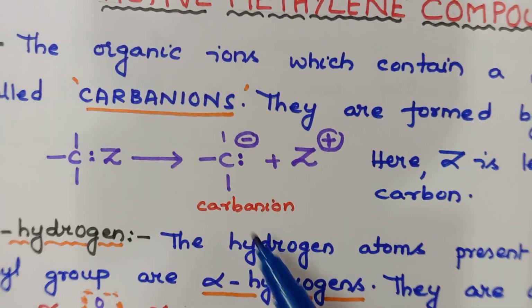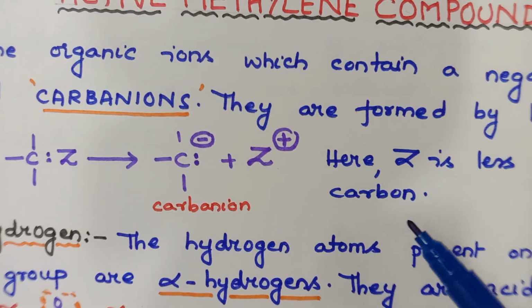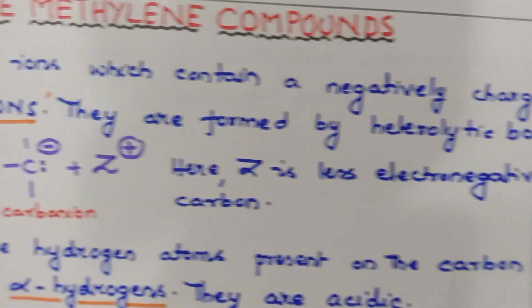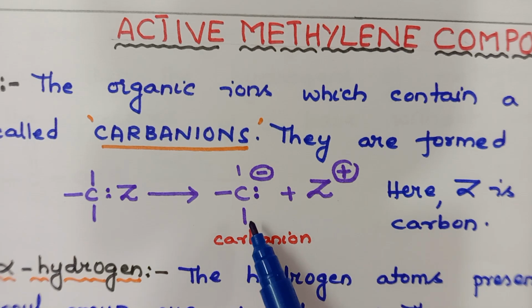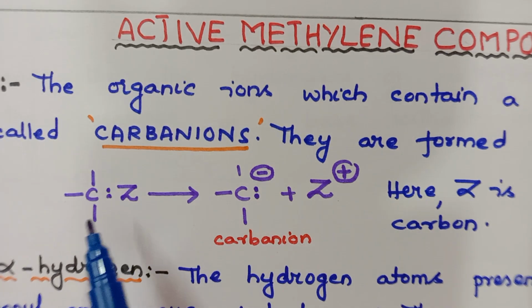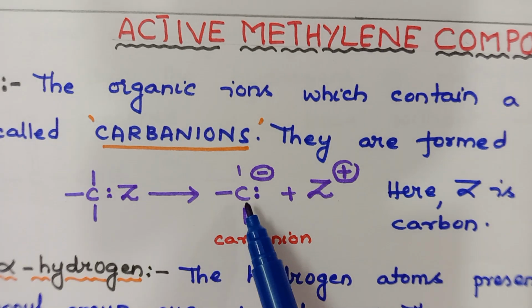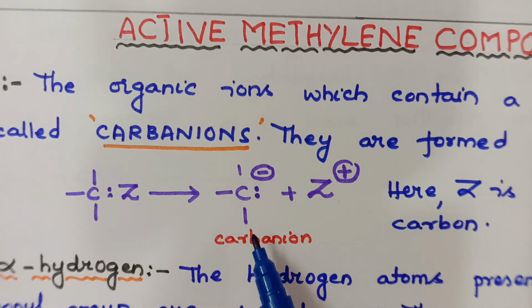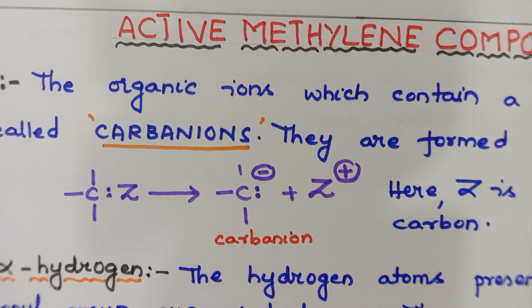Now in this Z, when compared to carbon, it is less electronegative than carbon. So this is what we call heterolytic fission. This is not homolytic fission. Homolytic means one electron is taken up by carbon and one electron is taken up by Z. No, here the two electrons are taken up by carbon. That's what we call heterolytic bond fission. Now this is a carbanion, carbon bearing a negative charge. Hope I made it clear.